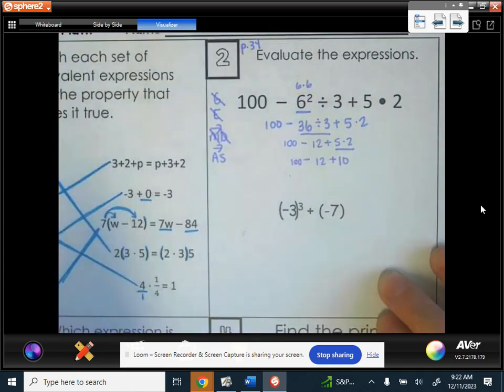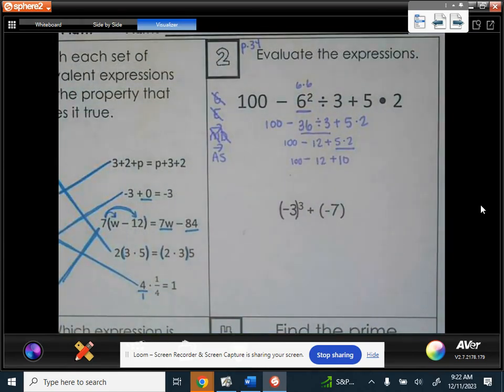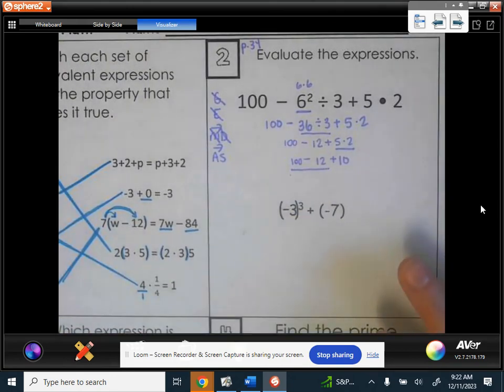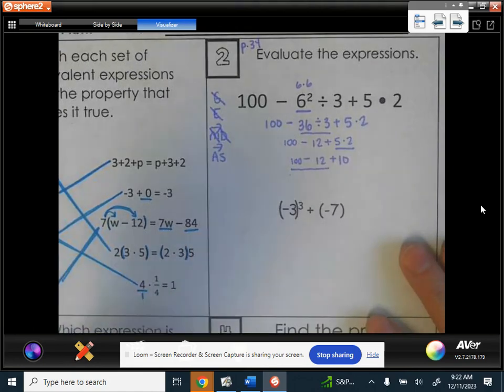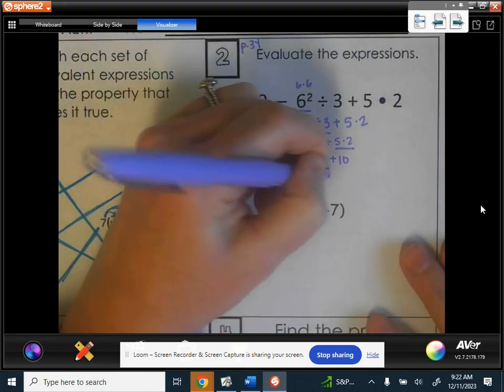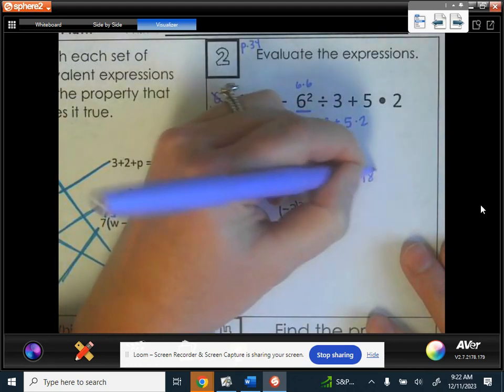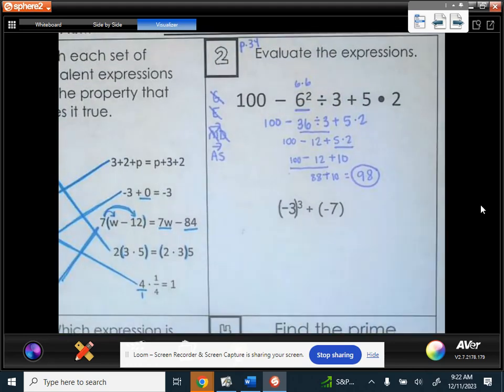Last but not least, we're on the adding and subtracting step, and we add and subtract from left to right. So I'm going to do 100 minus 12, because that's on the left. 100 minus 12 is 88. And then the last one is 88 plus 10, which is 98. So you should get 98 for the first one.